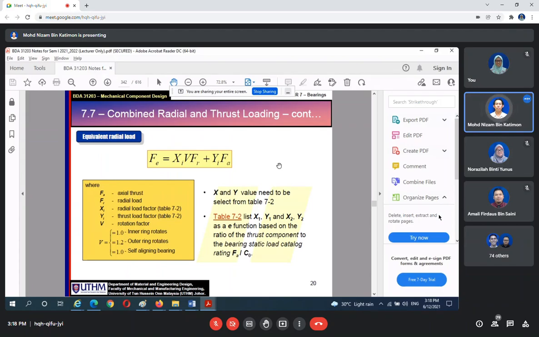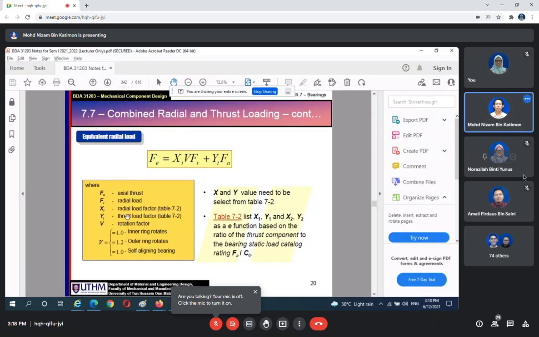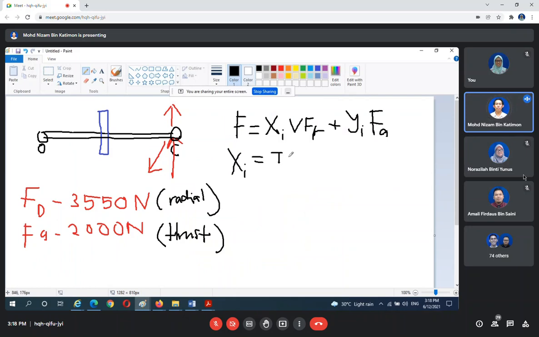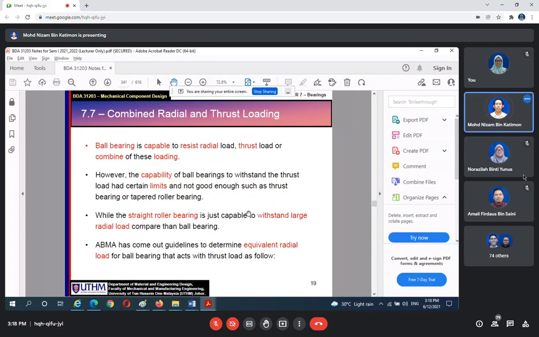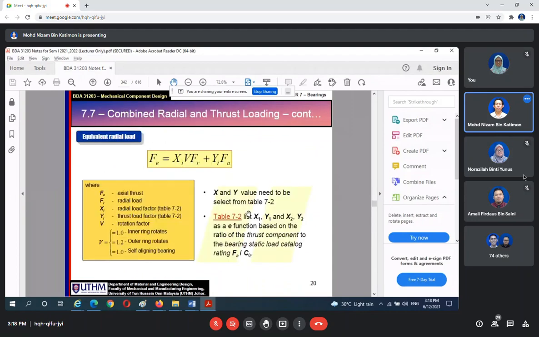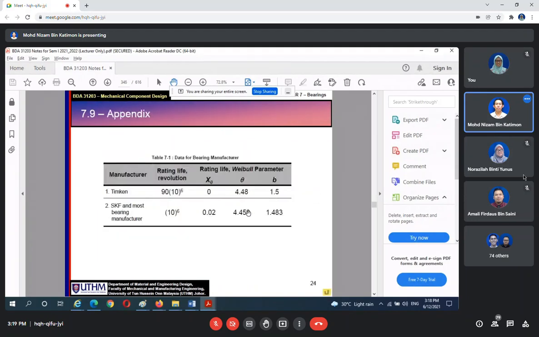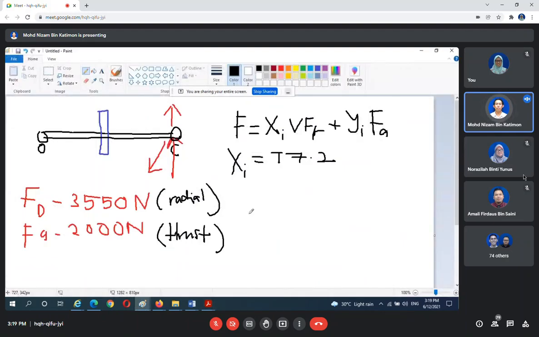So what is XI? XI is the radial load factor, from table 7.2. Okay, where is it? This is table 7.2.